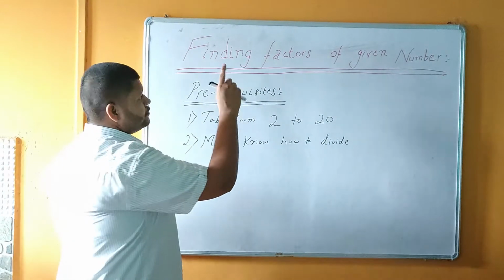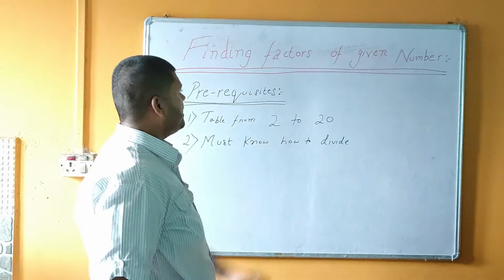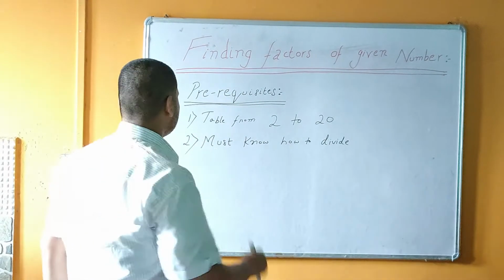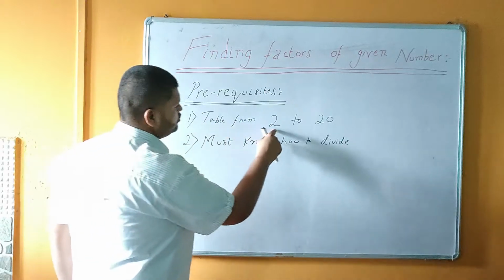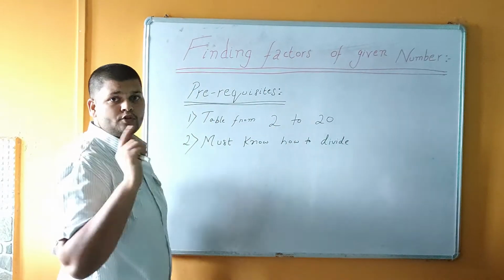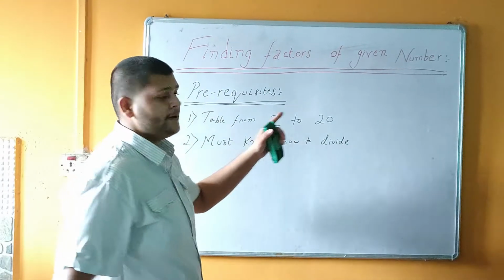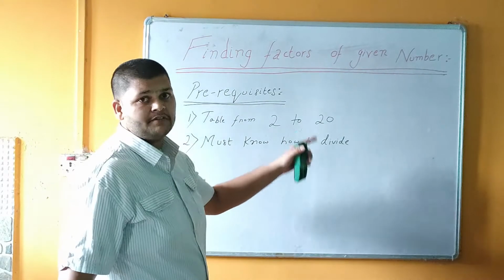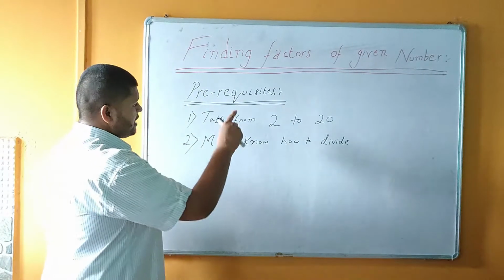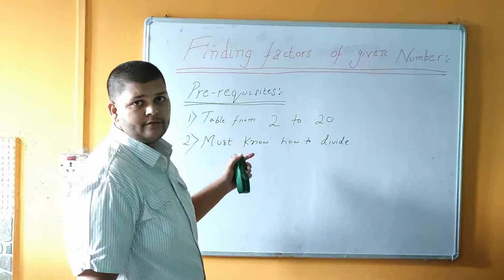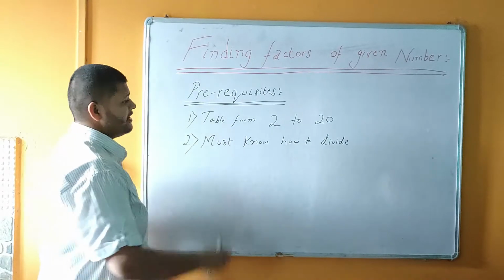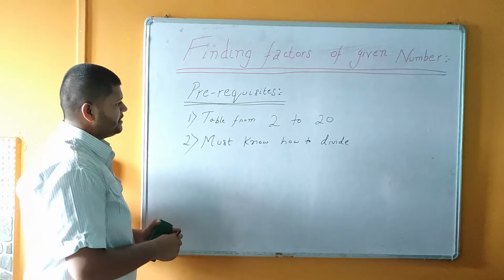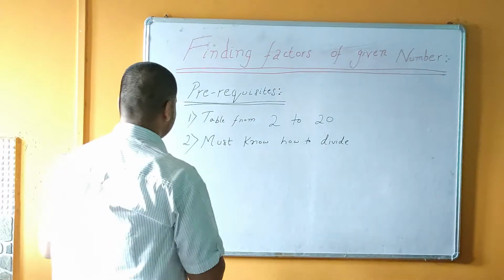So in order to find the factors of a given number, first of all the prerequisite knowledge which you require is the tables from 2 to 20. You need to learn it by heart or memorize it. After that, you must know how to divide a number. These are the two prerequisites which are very much crucial while finding out the factors of a given number. So let's begin.